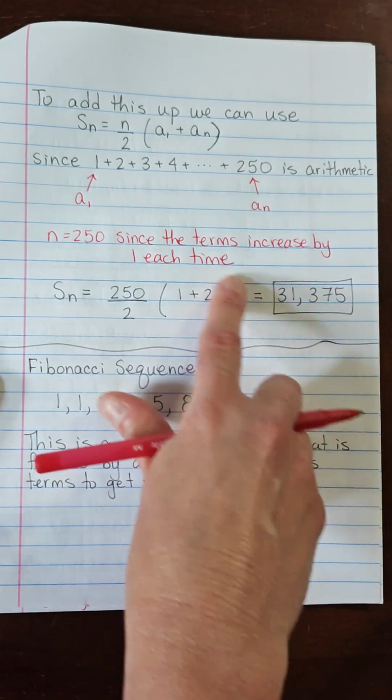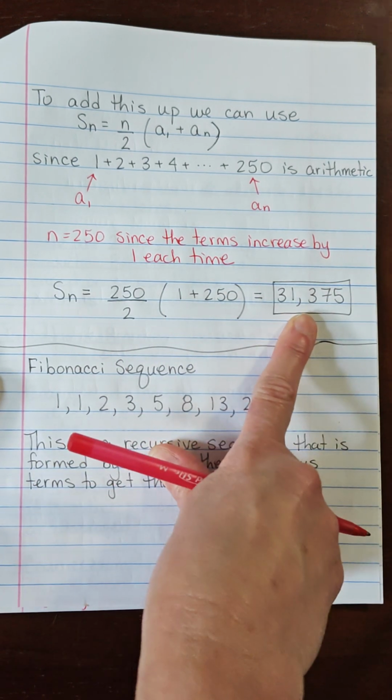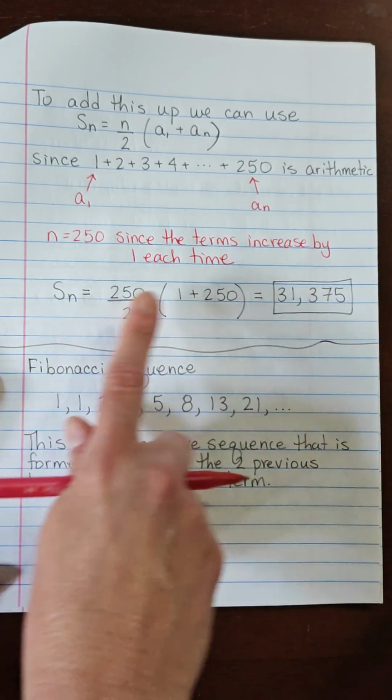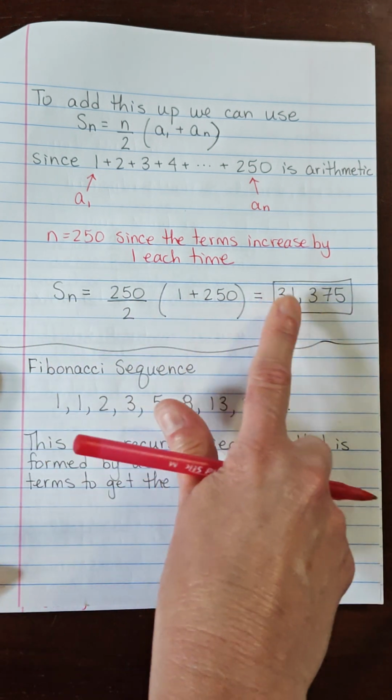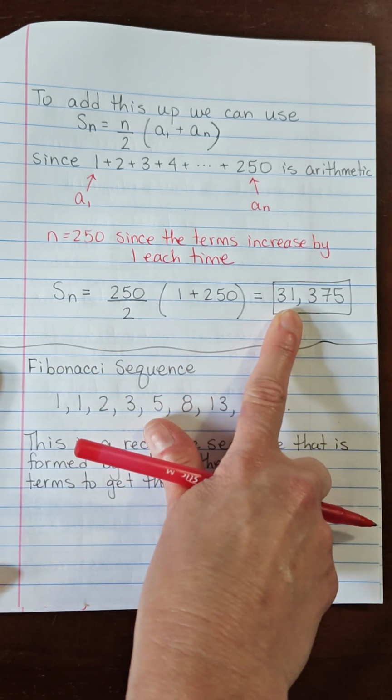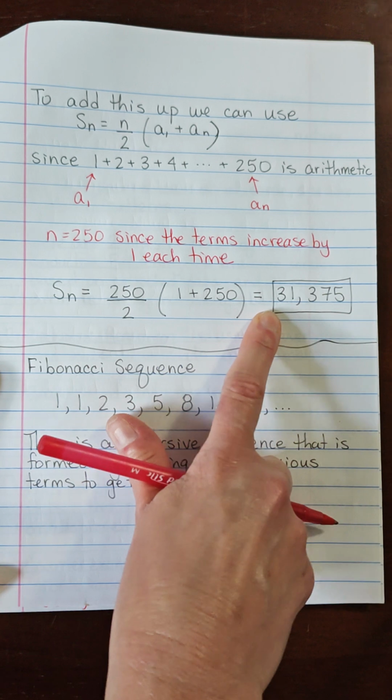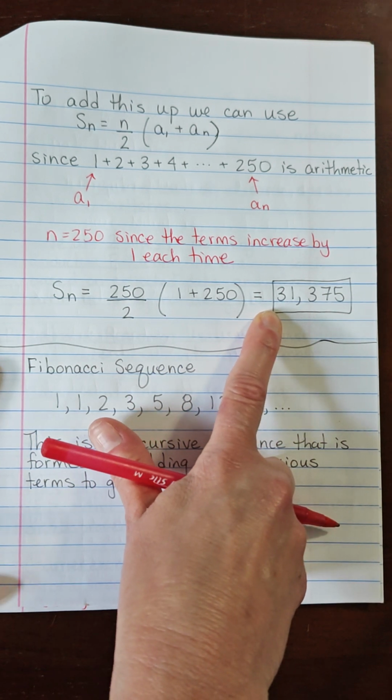Okay, so a little plug and chug, and I went ahead and just did it to save us a little bit of time. So just use the calculator here, and we get a sum of 31,375. That means that is my 250th triangular number.